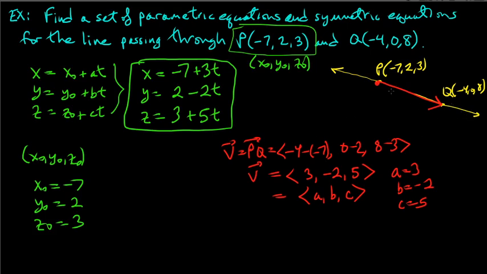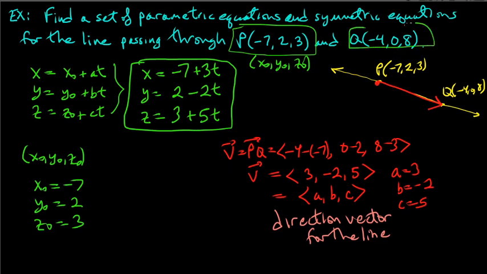So that's all it is, right? If you have 2 points, you can always form the vector between them and use that as your direction vector, right? So v is very often called the direction vector for the line, because it points in the direction of the line, right?